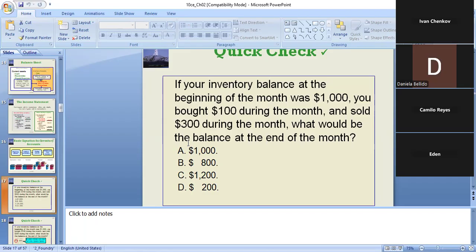We have in the beginning $1,000. We deposit 100. Now we have $1,100. During the month we spent 300. How much do we have in our bank account? 800. Now we can change it to the inventory account. We can change it to a finished goods account, but that's not going to change the numbers. We're always going to end up with an 800 ending balance.